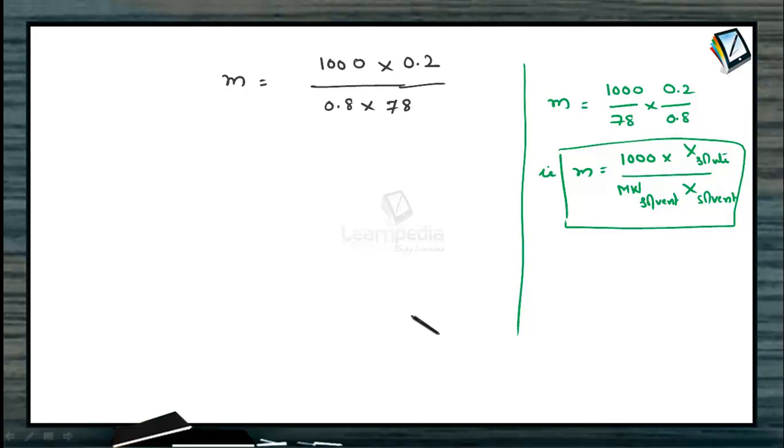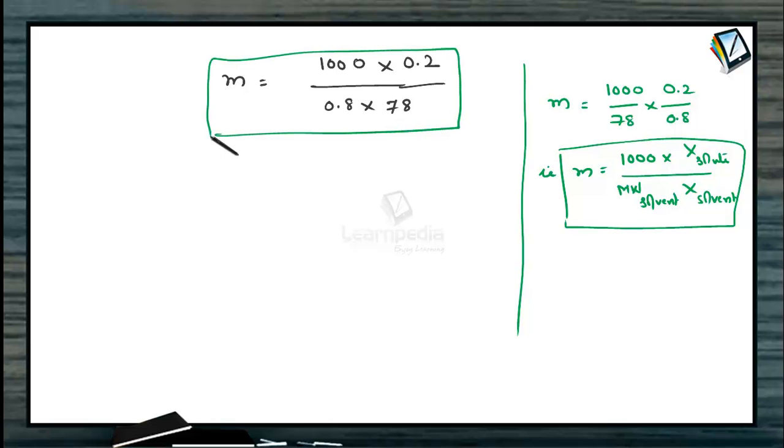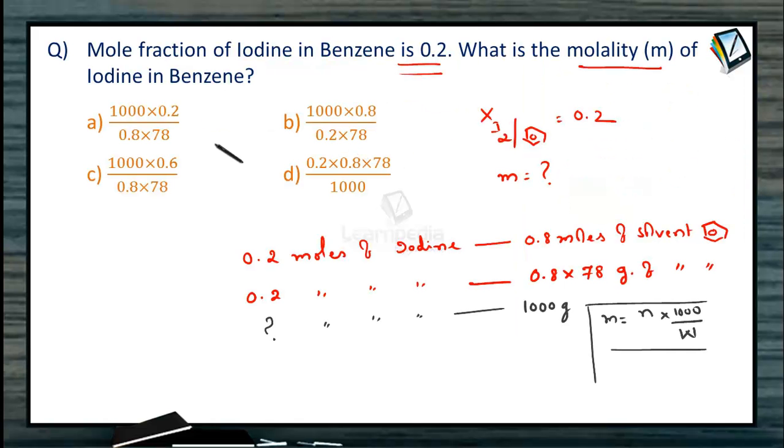Now before simplifying this to find the exact molality, let us observe the options given. We are directly given 1000 into 0.2 by 78 into 0.8. Here also, 1000 into 0.8 by 0.2 by 78, and so on in C and D. In other words, we need not simplify to find the exact molality. We need to compare this with the options given and select the correct option. So 1000 by 78 into 0.2 by 0.8. If you observe option A, 1000 into 0.2 by 0.8 into 78, this is what we got. Therefore, it is the molality.